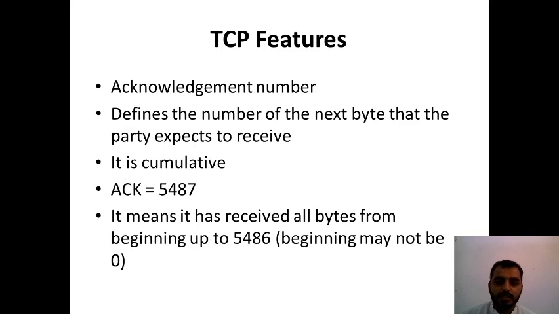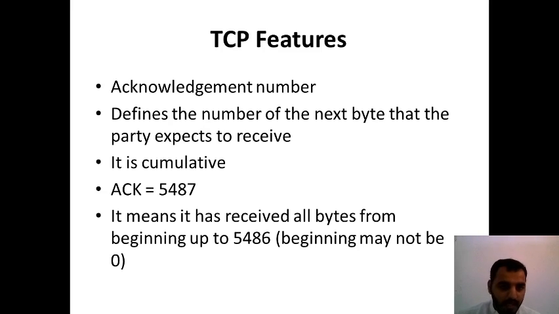Now moving forward, it says the TCP figure has an acknowledgement number, which defines the number of the next byte that the party expects to receive. It is a cumulative acknowledgement, like 5487. It means it has received all bytes from the beginning to 5486. Why 5486? Because it is starting from 0.